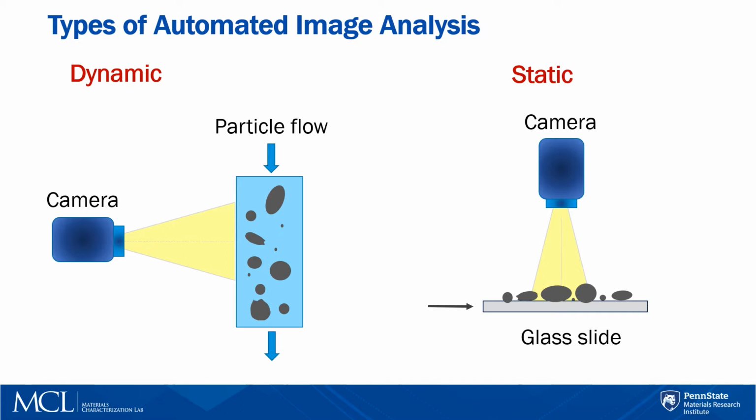Static imaging systems are more flexible in terms of sample presentation and have the ability to reanalyze exactly the same particles, while dynamic imaging systems offer advantages in speed of measurement and ease of sample preparation. The system we have at MCL is a static automated imaging system.